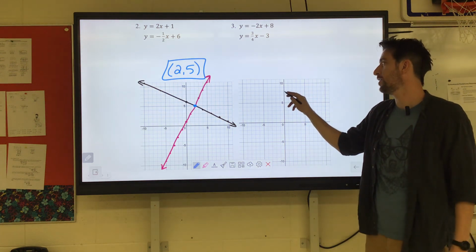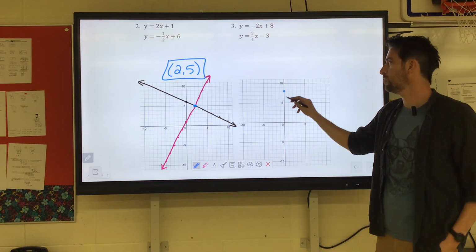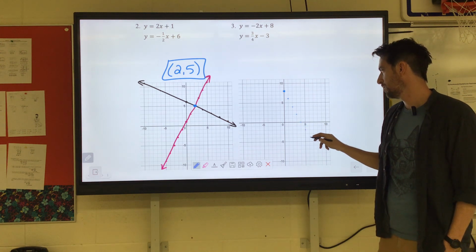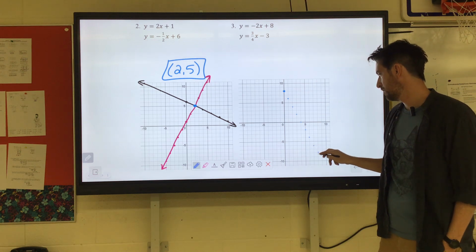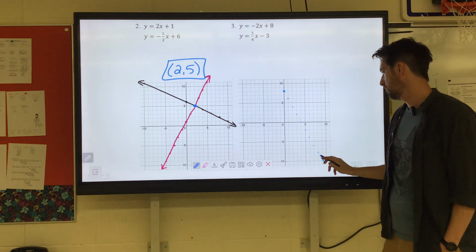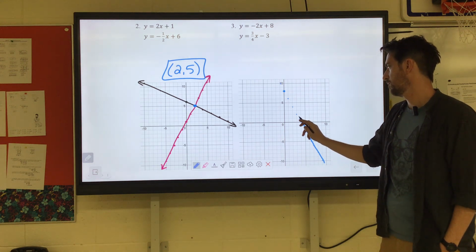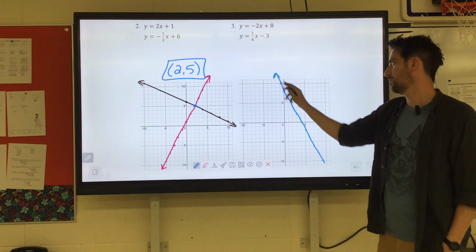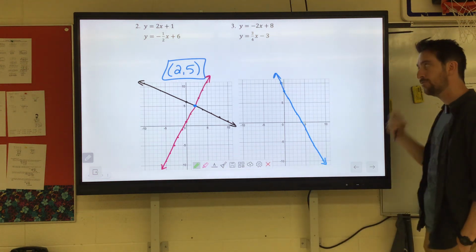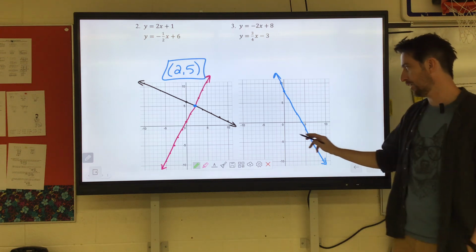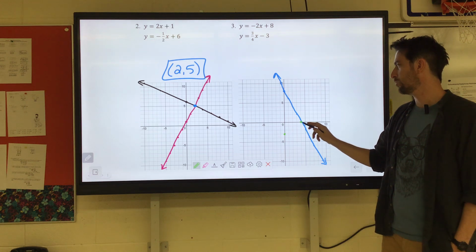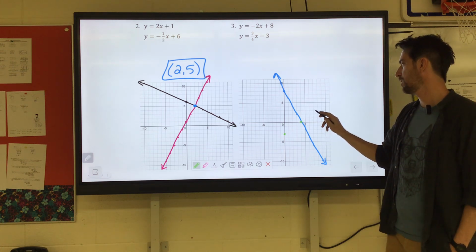You start at 8. Our slope is negative 2. Down 2, right 1. We could also go up 2, left 1. Cool. The second one, 3/4 x minus 3. You start at negative 3. Our slope's 3/4, so up 3 over 4. Boom, that's where they're going to cross.